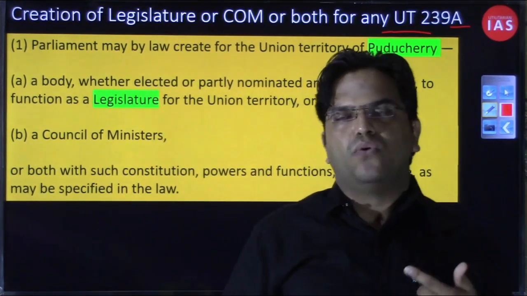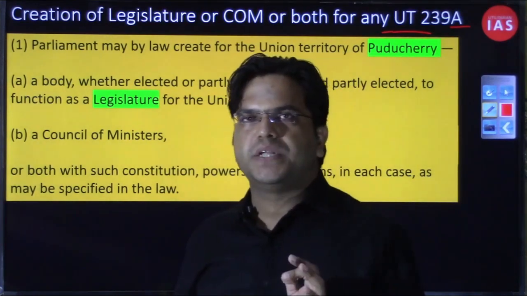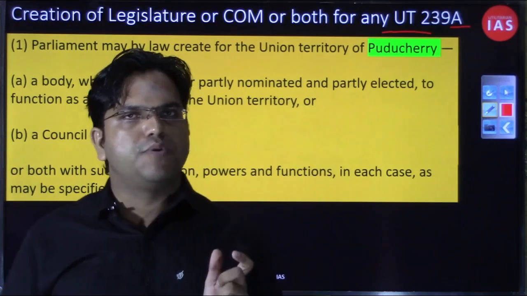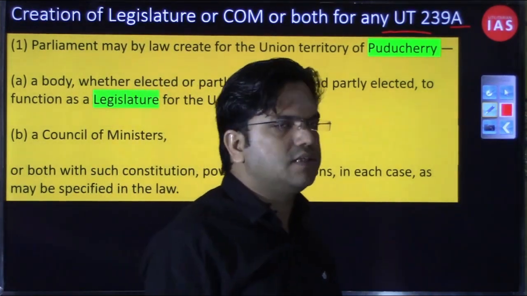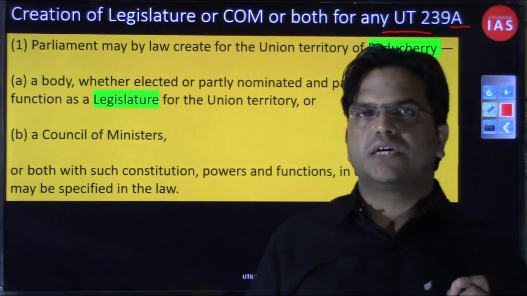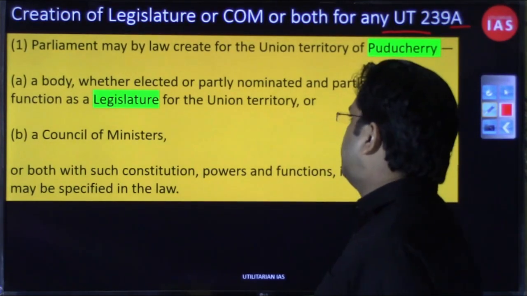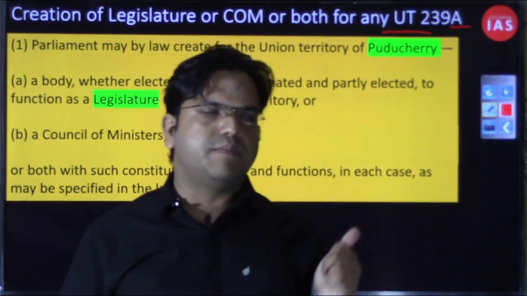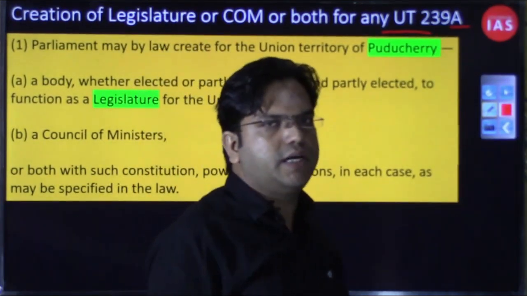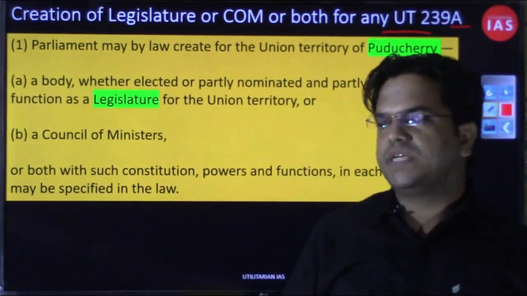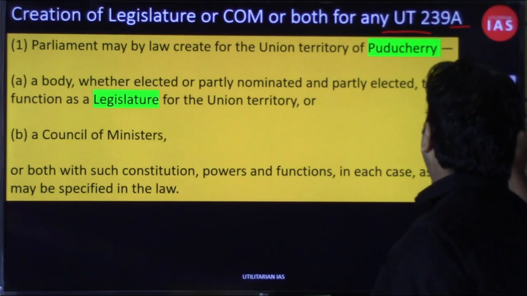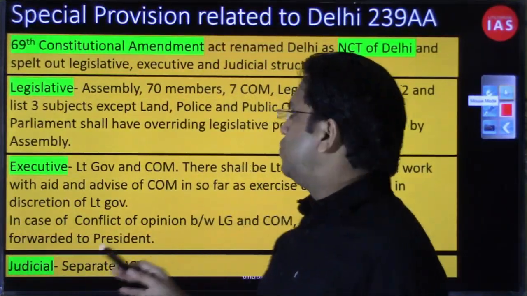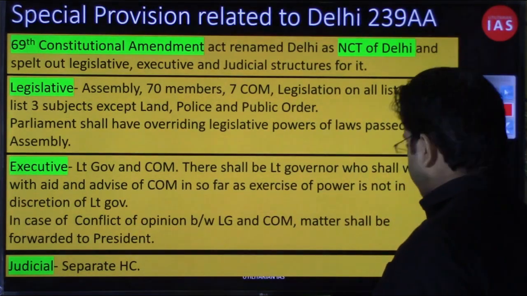Puducherry was not part of India at the time of operationalization of the Indian Constitution. It is an acquired territory that we did acquire from France in 1954, right? So through the amendment, through this sub-article 239A, we had given Puducherry a legislature. So this article 239A talks about giving legislature to Puducherry.